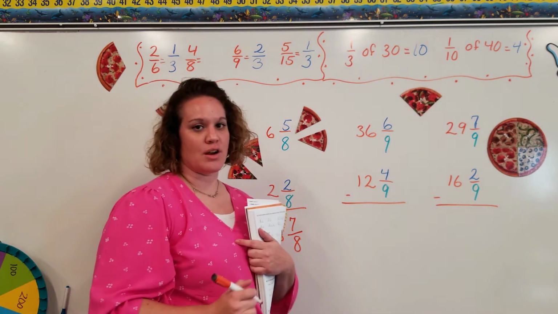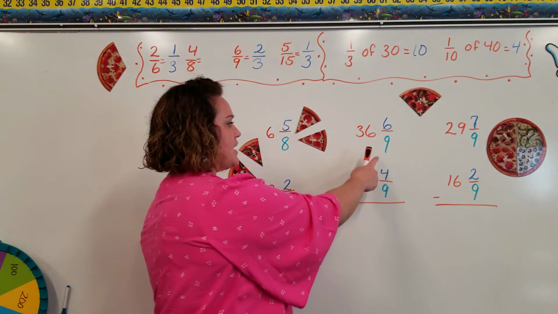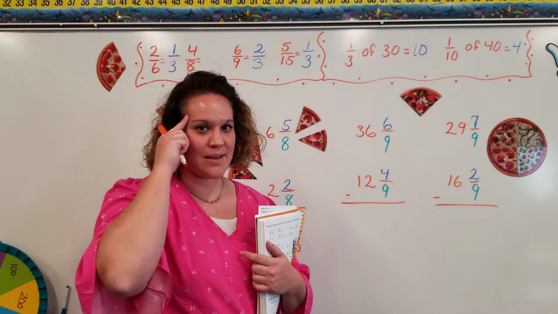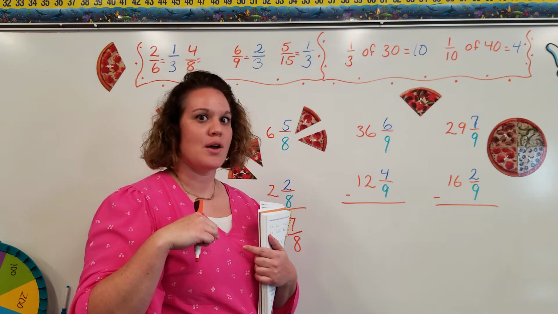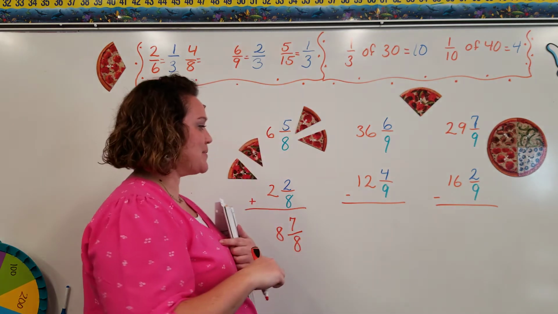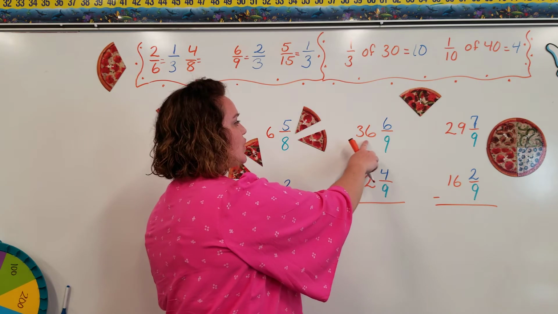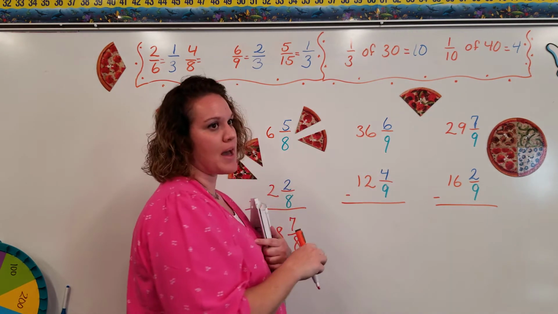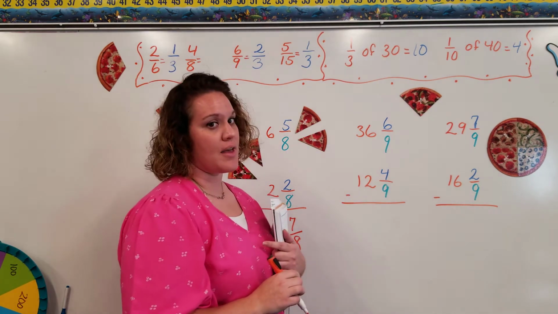Let's go on and use our imagination as we do the next one. I want you to think of something that you would divide into 9 pieces. Maybe you're thinking about packages of M&Ms. Wouldn't that be a nice treat after our pizza party? I like those M&Ms. You can think of your favorite kind of M&Ms. So we're going to have 36 6/9 bags of M&Ms and 12 bags and 4/9 of M&Ms.